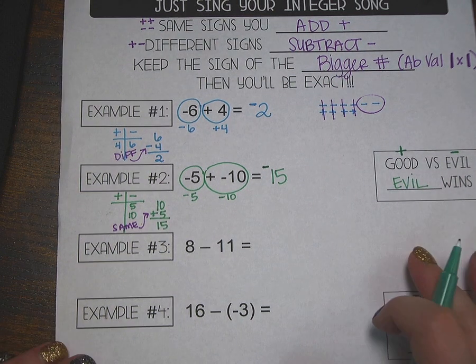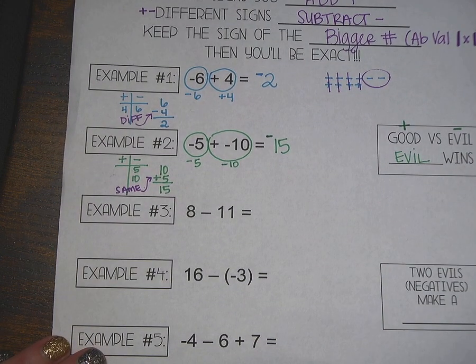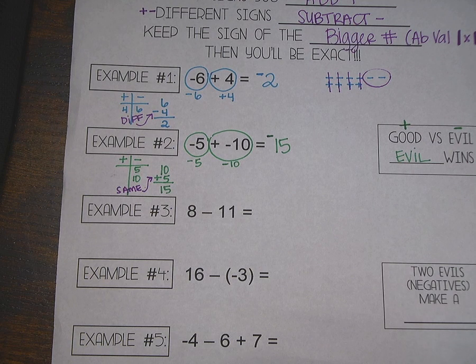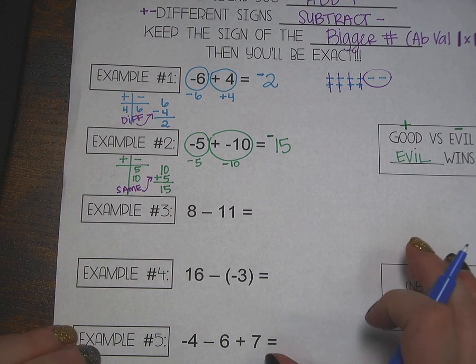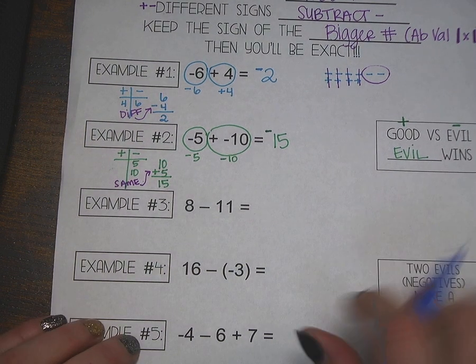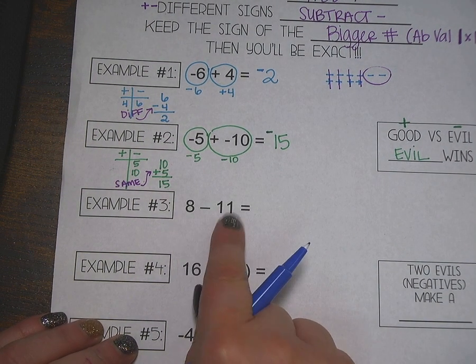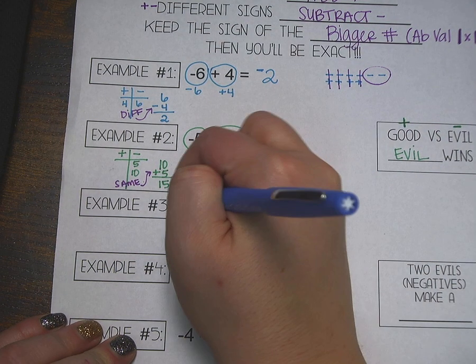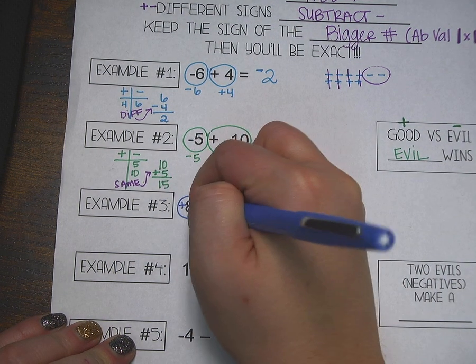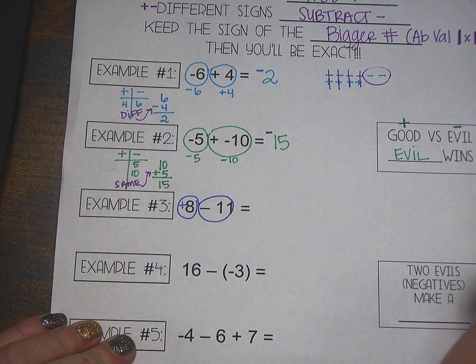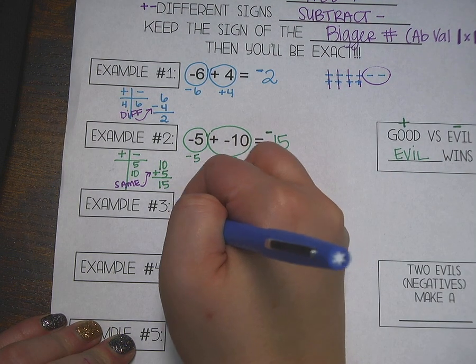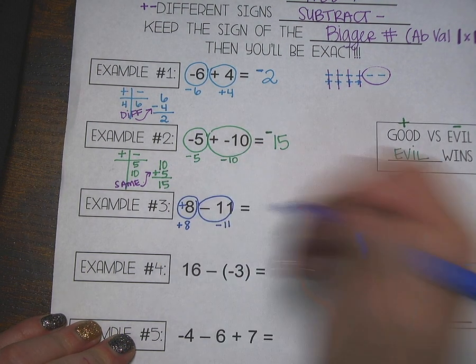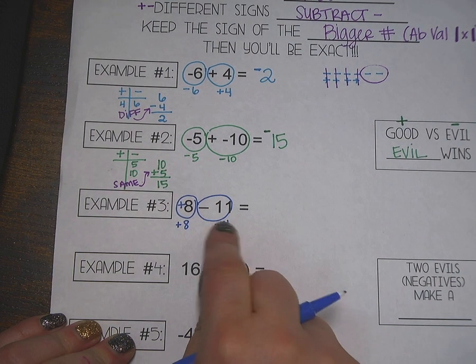All right? Example number 3. Example number 3 says 8 minus 11. So this doesn't necessarily look like an integer problem. It doesn't look like we have negatives. But if I have 8 chairs, can 11 people sit in those chairs? No. So this is actually a negative 11 and a positive 8. Okay, so I have a positive 8 and a negative 11. We always rewrite with our symbol.